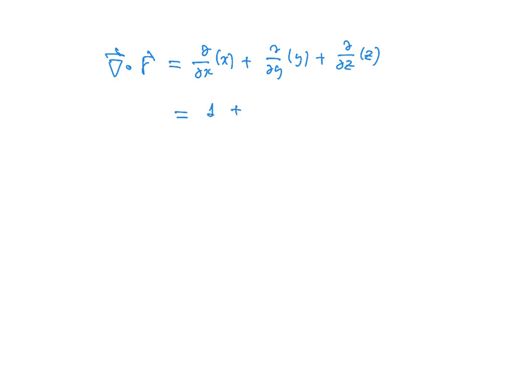And the divergence of a position vector, this is an easy one, right? Partial x, partial y, partial z. So what do you get if you differentiate x by x? 1. y by y, 1. z by z, 1. So it is 3.